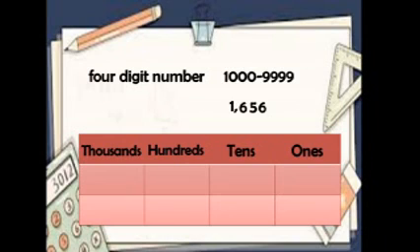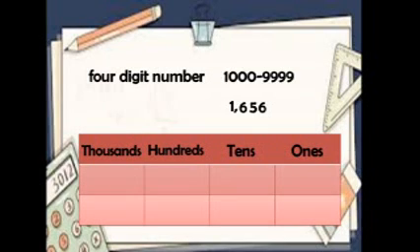I have here an example. I have here 1,656. Just like in tens and in hundreds, we are not going to put the 1,656 in thousands because this is a 4-digit number. So what are we going to do? Because this is a 4-digit number, we are going to use the 4 place values, which are the thousands, hundreds, tens, and the ones.